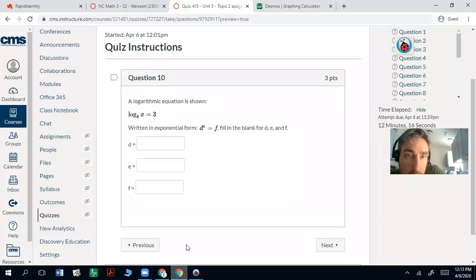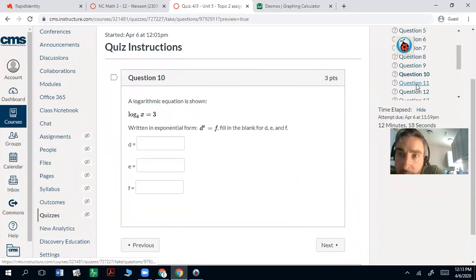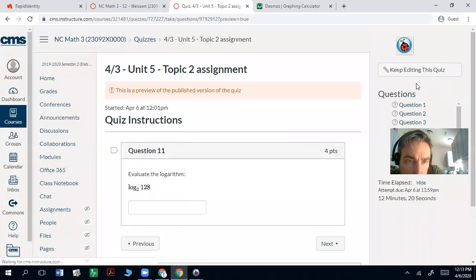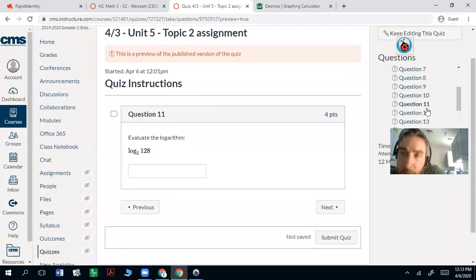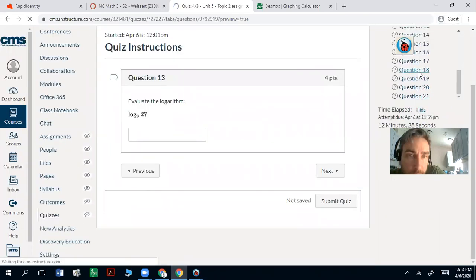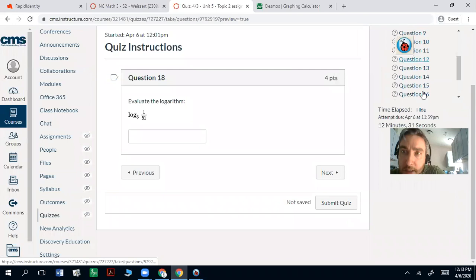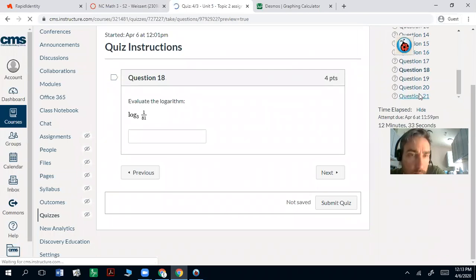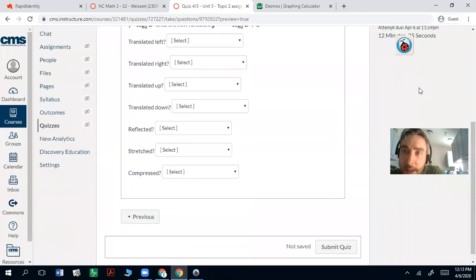All right. Let's see, 11. So 11 through, gosh, how far does it go down? 13. A lot of these are going to be like that. Pretty much all the way to the end, I think, right? Well, except for the last couple, those are transformations.